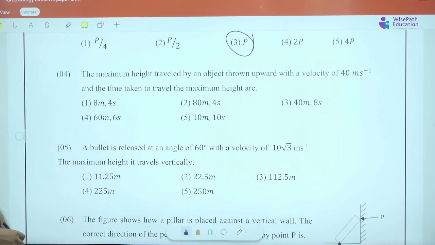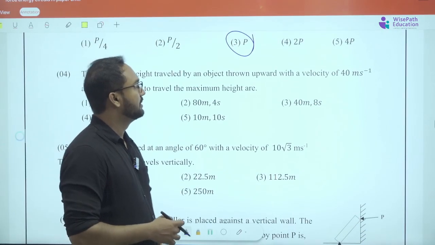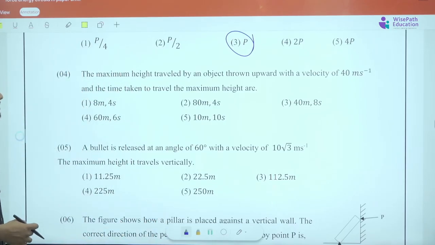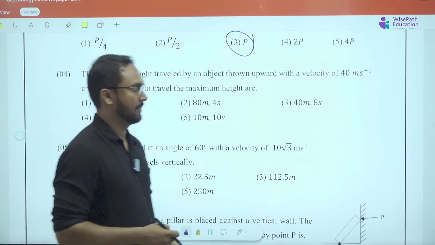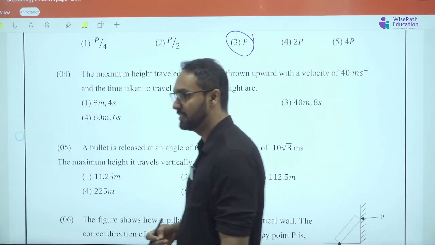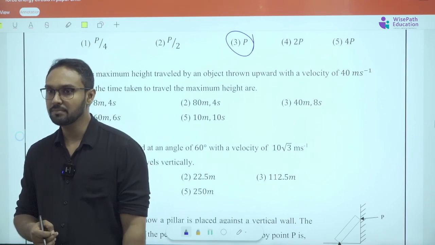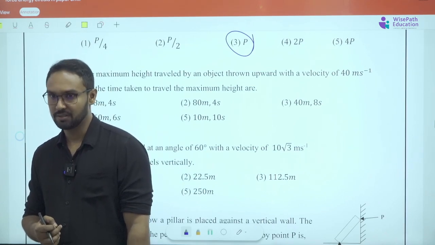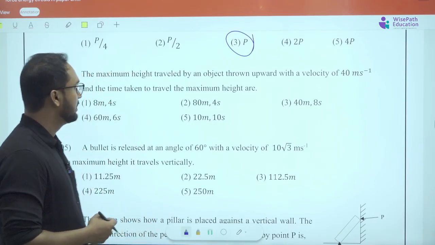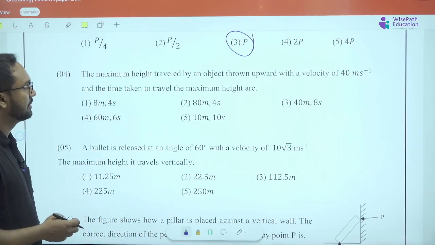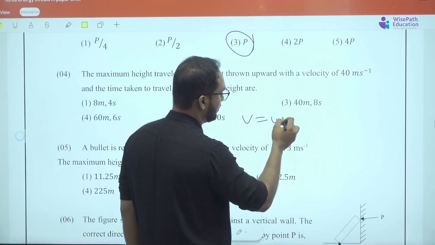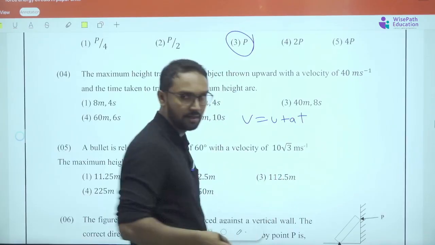The maximum height traveled by an object thrown upward with a velocity of 40 meters per second and the time taken to travel the maximum height. How do you find it? You have to put the equations, right? Which equations? That is under the circular motions. Yeah, we wrote an equation set in the table, remember? So you can use, to find the time taken, v equals u plus at, right?